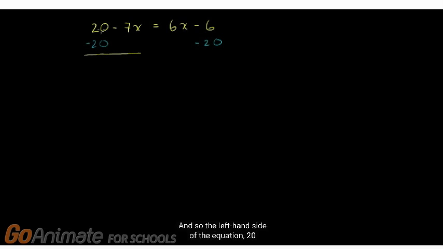And so the left-hand side of the equation, 20 minus 20 is just 0. That was the whole point. They cancel out. Don't have to write it down. And then I have a negative 7x, just gets carried down. Negative 7x. And then that is equal to the right-hand side of the equation. I have a 6x. I'm not adding or subtracting anything to that. But then I have a negative 6 minus 20. So if I'm already 6 below 0 on the number line and I go another 20 below that, that's at negative 26.